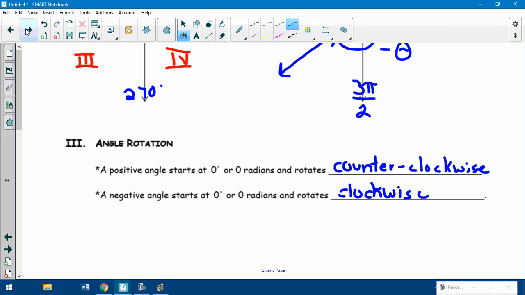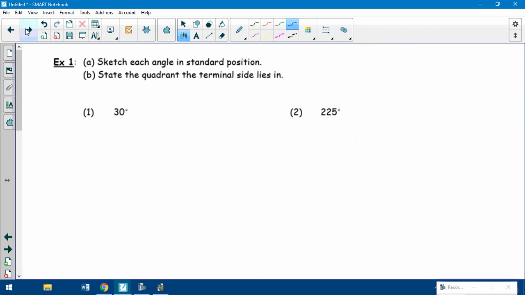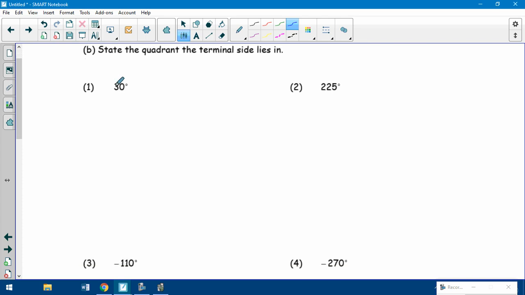All right, so let's flip ahead. This is what we're really going to be focusing on today: practicing sketching angles. We're going to start with degrees, which I think should be pretty easy for most of you. Sketch each angle in standard position. State the quadrant the terminal side lies in. This is how I want you to do the homework tonight. If I ask you to graph a 30-degree angle, I want you to start by drawing that out. And even though it's tedious, I want you to label 0, 90, 180, 270, and 360. Write that out every single time.